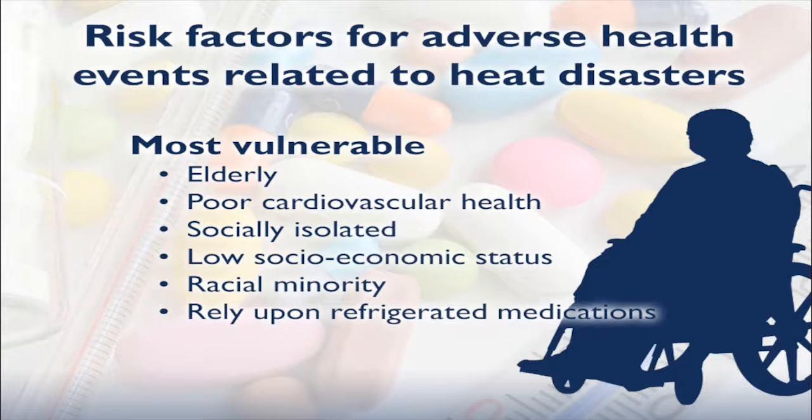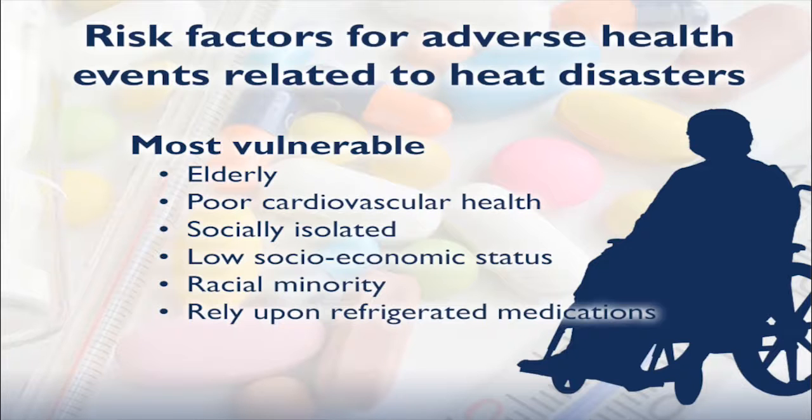Number one, elderly people are more vulnerable to these heat wave disasters than other age groups. In addition, people with poor cardiovascular health, so pre-existing arterial or heart disease, makes some people more susceptible to heat than others. Also, people that are socially isolated, so fewer people to check on them, fewer people to assist them in evacuating or cooling their homes, are also more susceptible to heat disasters. People of low socioeconomic status have fewer resources to call upon in order to either cool their homes or to get themselves to cool locations.